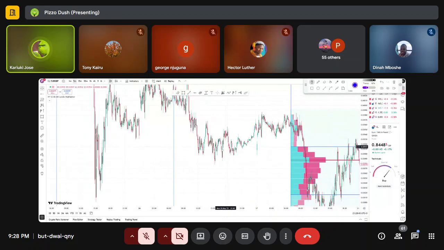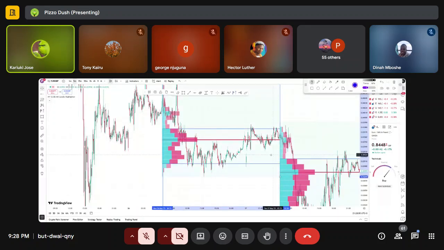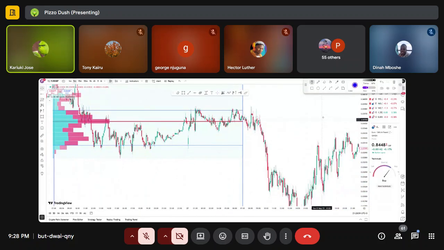Earlier we were combining sessions with this indicator. I hope you remember. But we will do that too. So from the open to the close of the day, like that. Then this is the point of control. So this is the point of control here. So we expect obviously next day price to react to this zone here.